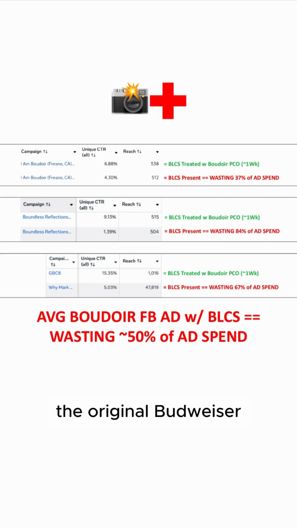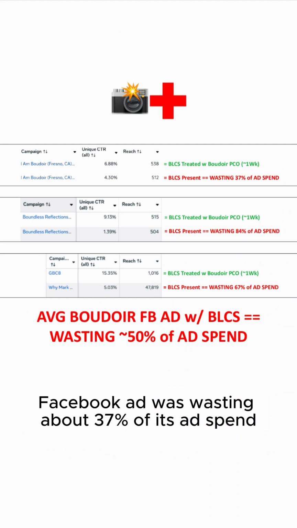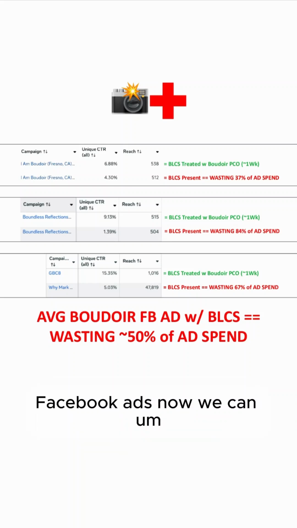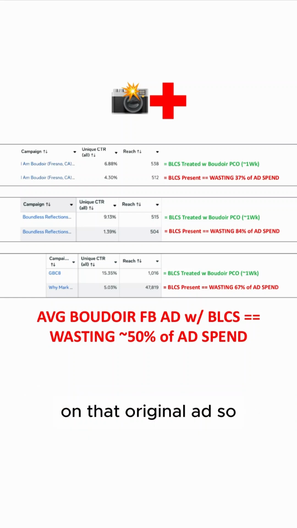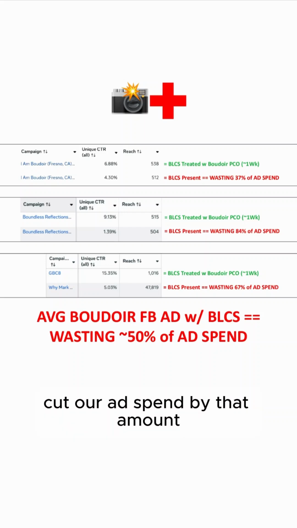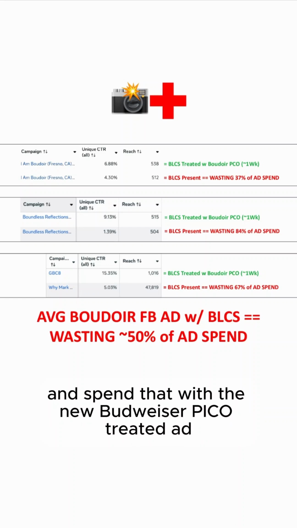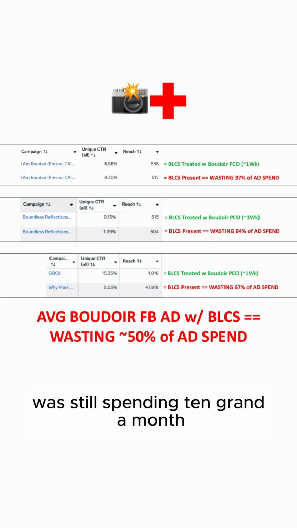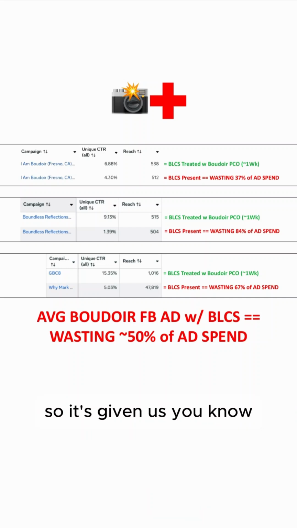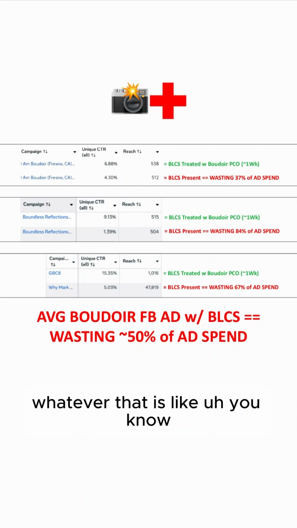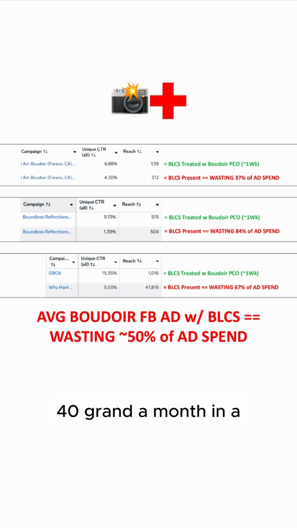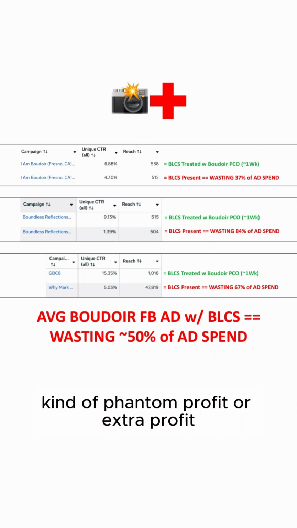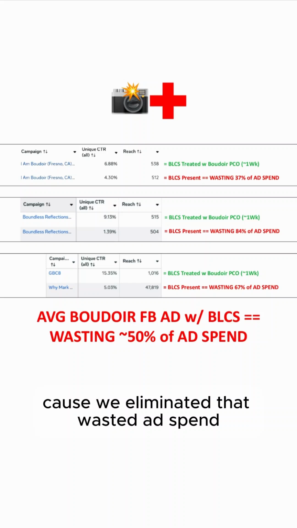So we found out the original Boudoir Facebook ad was wasting about 37% of its ad spend. So if they're spending 10 grand a month on Boudoir Facebook ads, basically $3,700 a month was being wasted on that original ad. So what we can do is cut our ad spend by that amount, pocket it, only spend $6,300 a month, and spend that with the new Boudoir Pico treated ad, and we're able to get our ad into the same number of women's brains as if the original was still spending 10 grand a month. So it's given us $3,700 a month times 12, whatever that is, like 40 grand a year in phantom profit, or extra profit, because we eliminated that wasted ad spend.